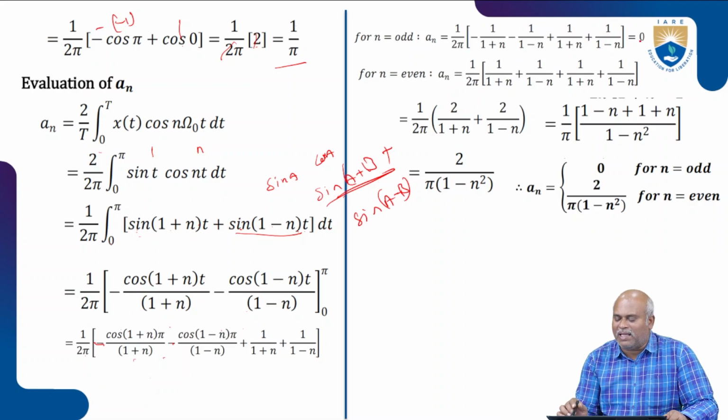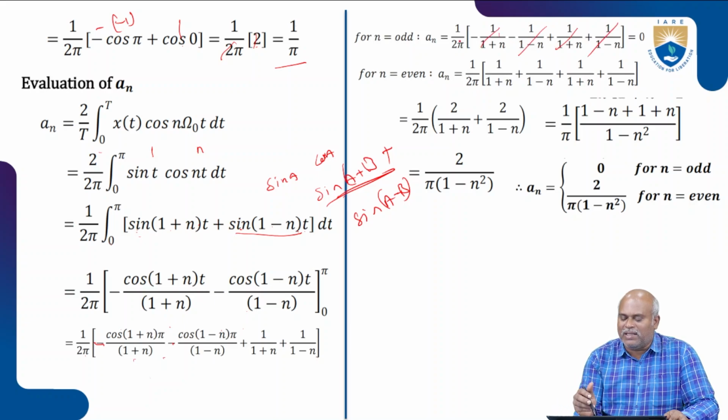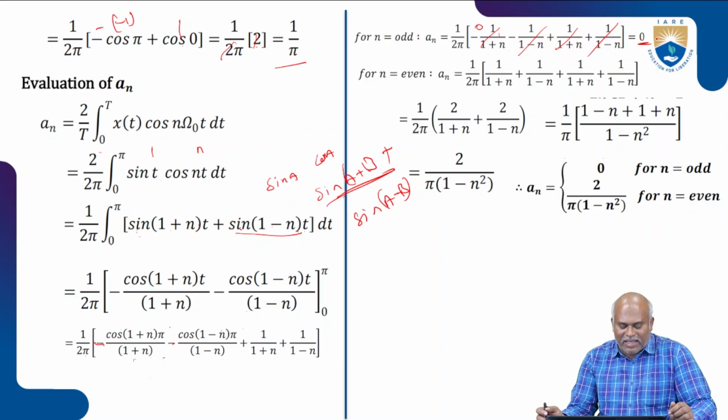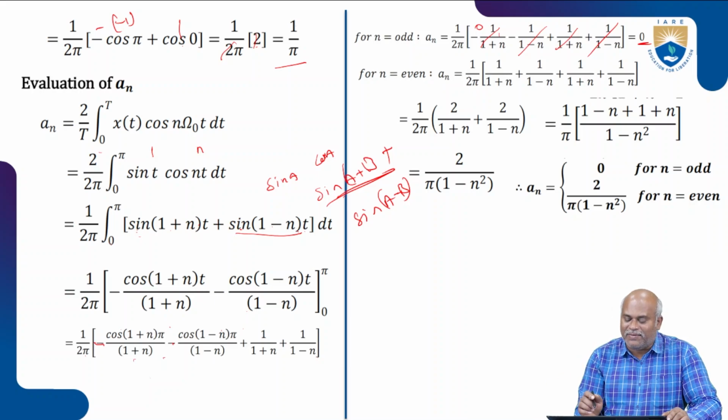If we simplify, we get 0. If we add all the values, we get 0. These two are getting cancelled, and these two are getting cancelled. Finally the value is 1 by 2 pi into 0, which equals 0. This is for the case of n odd. What will happen for the case of n even?